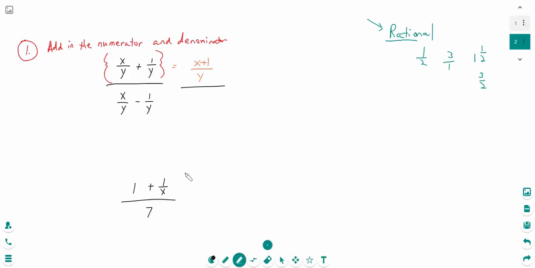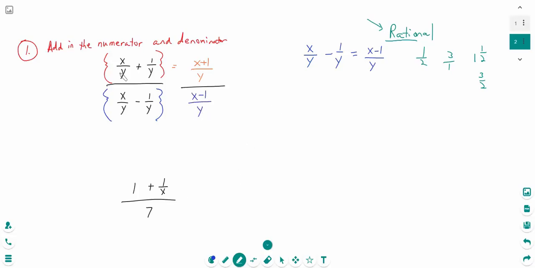Now let's do the same thing for the denominator. We're going to take these two fractions and add them. So we have x over y minus 1 over y. And again, it looks really nice because this is a common denominator. So in the numerator now we're going to have x minus 1 over y, the common denominator. So that becomes the simplified version here.